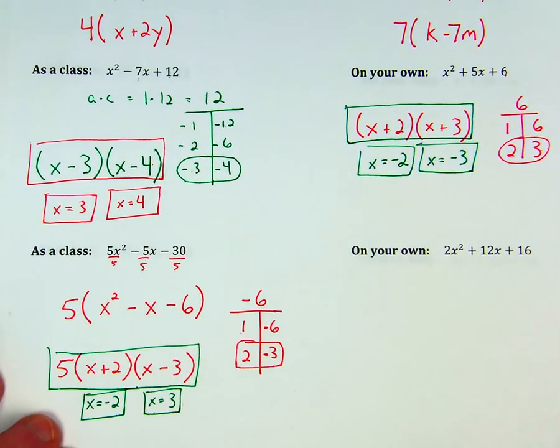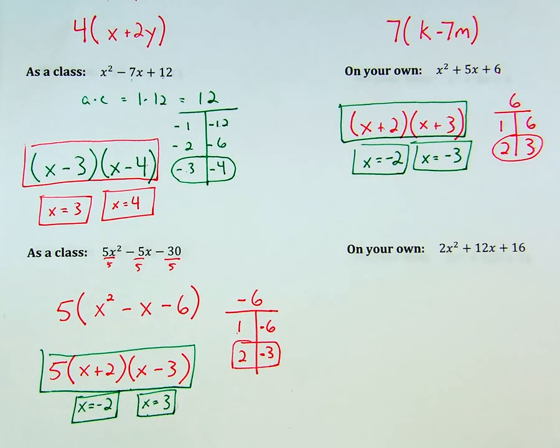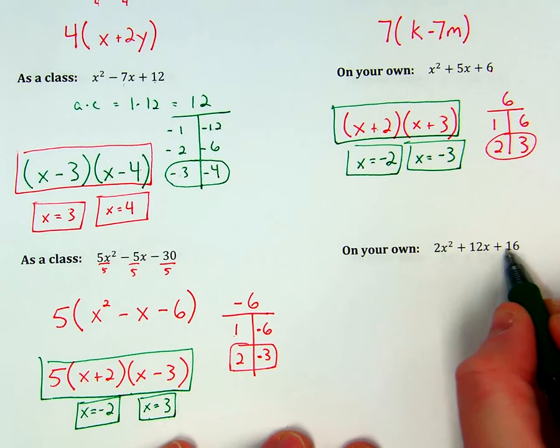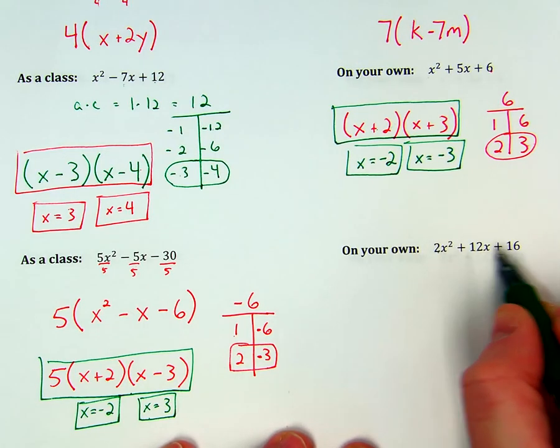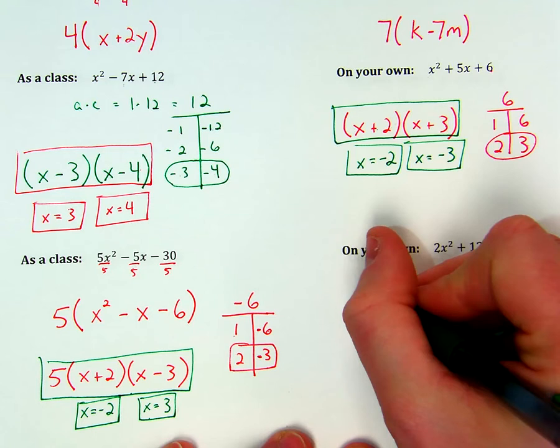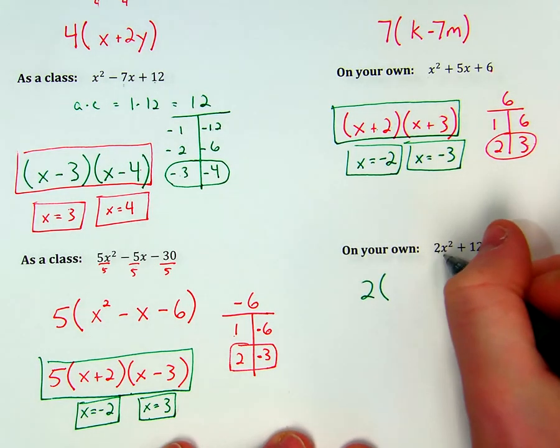Pause the video and solve the equation on your own, and then unpause it to check your work. There is a GCF for these three terms. The biggest number that will go into 2, 12, and 16 is 2. So I'm going to start with a 2 outside the parenthesis and then factor that 2 out of each term.